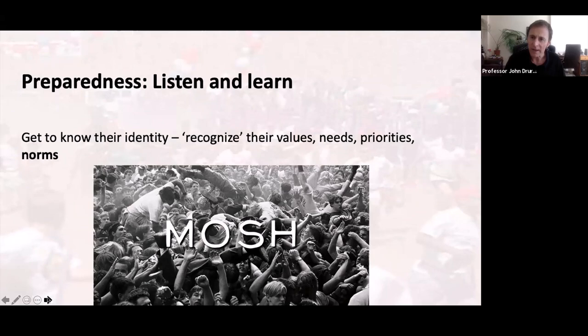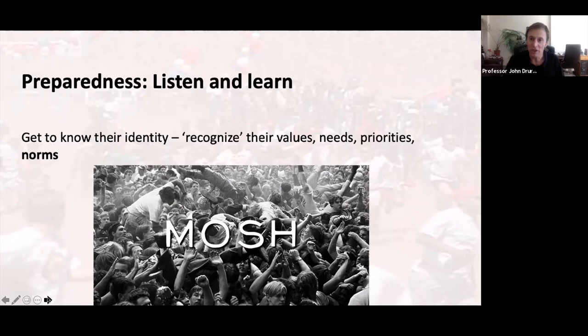Get to know who they are. We talk about audience profile or crowd profile, usually in the industry, but here's a different way of talking about the same thing, which is identity, which I've already told you about. And the other concept is group norms. The group norms are the set of rules that structure behavior that a group shares.